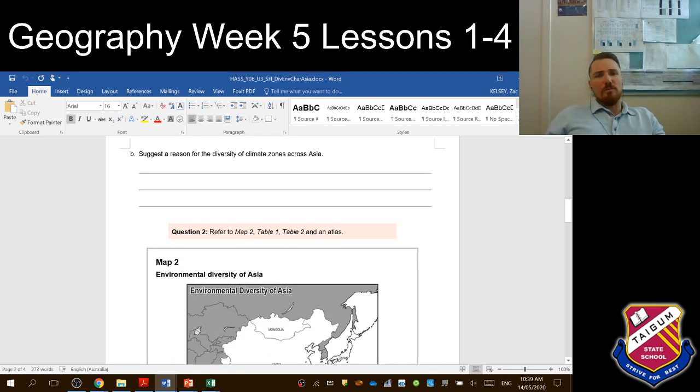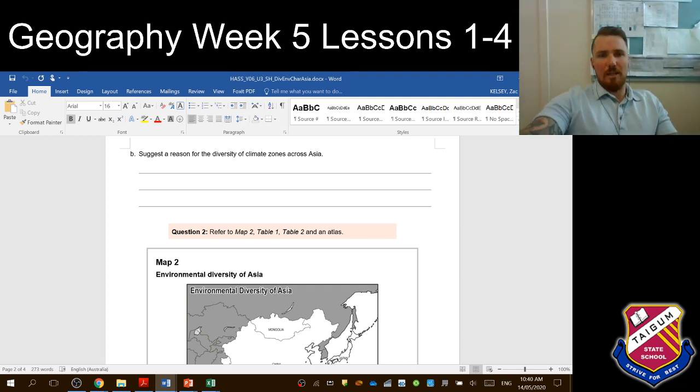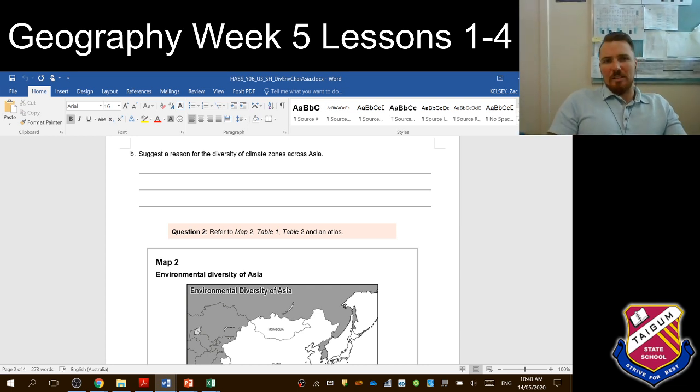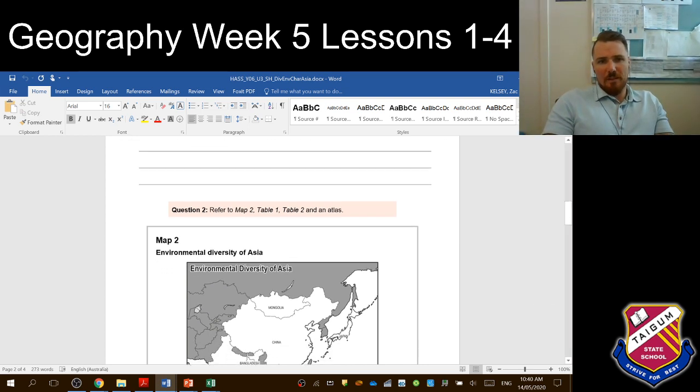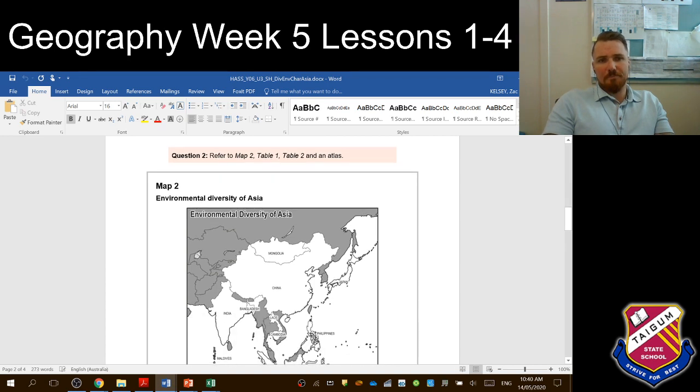B says, suggest a reason for the diversity of climate zones. So what reason do you think they have different climates in and throughout Asia? What would be the reason that temperature would be different, do you think? Write a solution in there for me.